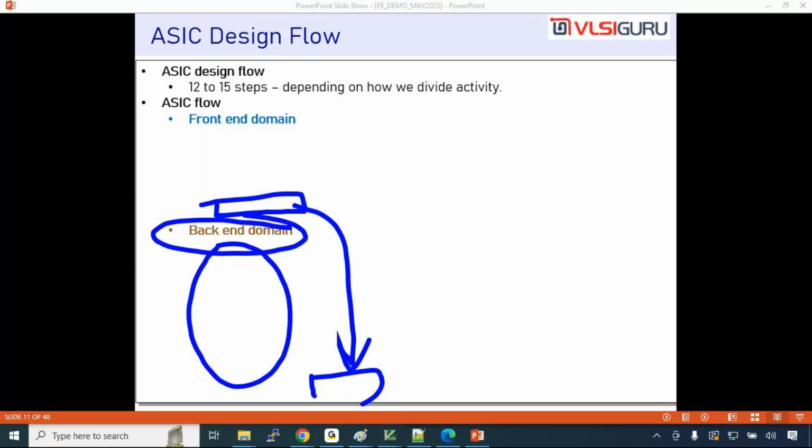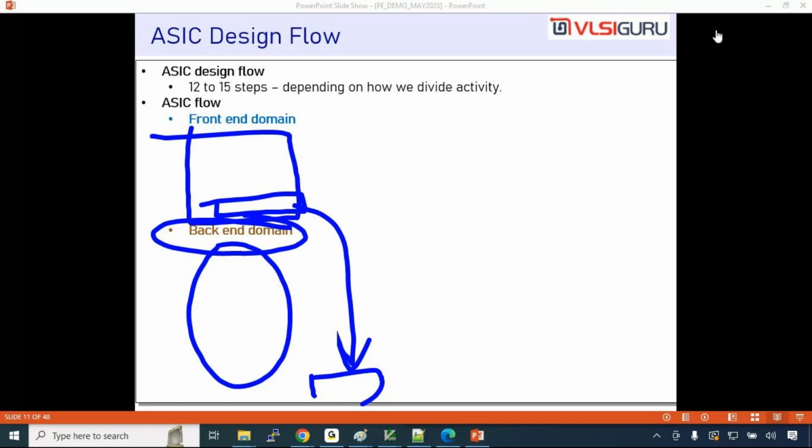Do you all understand what is front-end domain? Let's repeat again. In front-end domain, you start with the requirements, you develop the Verilog code, and you verify that code also, so that it will behave like your actual design. That entire flow is called the front-end domain.